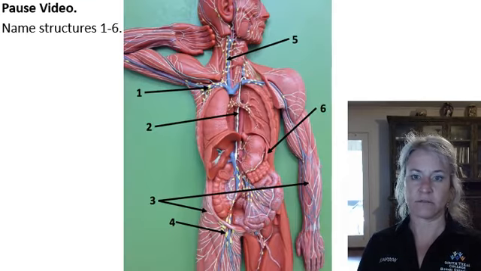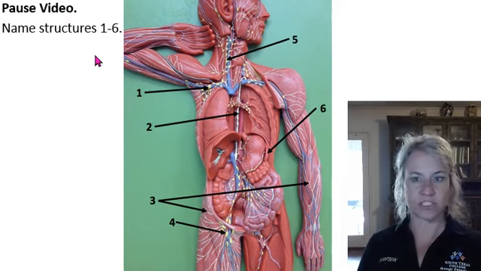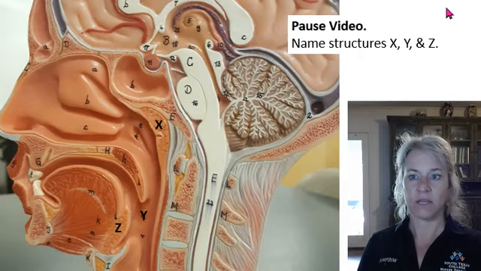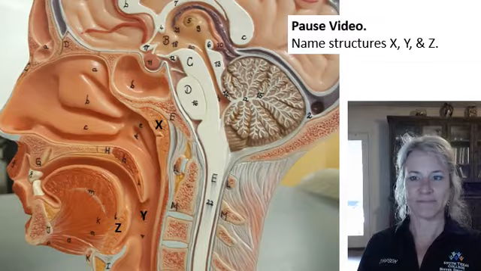Okay, so right here, there are 2 slides that you need to review. So you're going to pause the video, and then you're going to answer these questions. Again, pause the video and name the structures X, Y, and Z. And that is the lymphatic system.